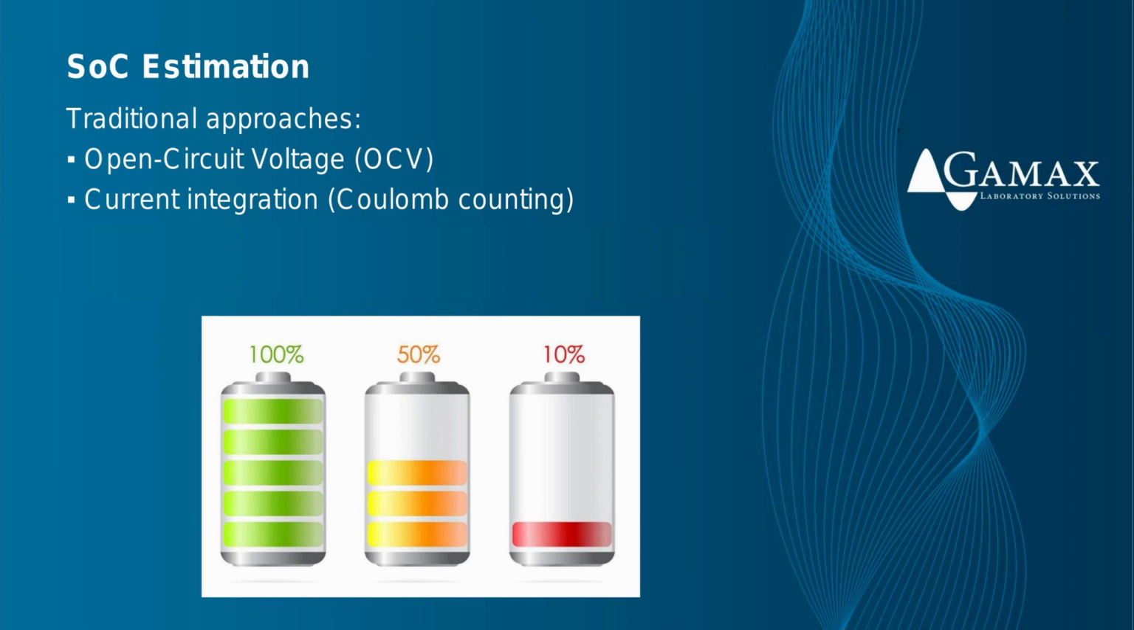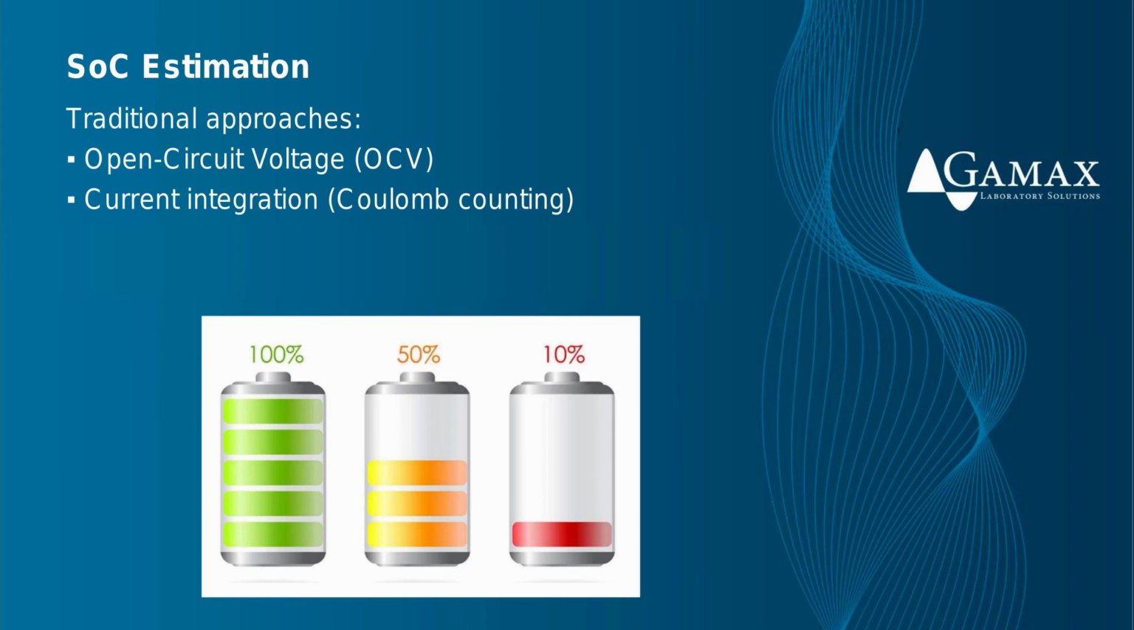State of charge is a relative measure of the amount of energy stored in a battery. It is defined as the ratio between the amount of charge extractable from the cell and the total capacity, all this at a specific point in time.